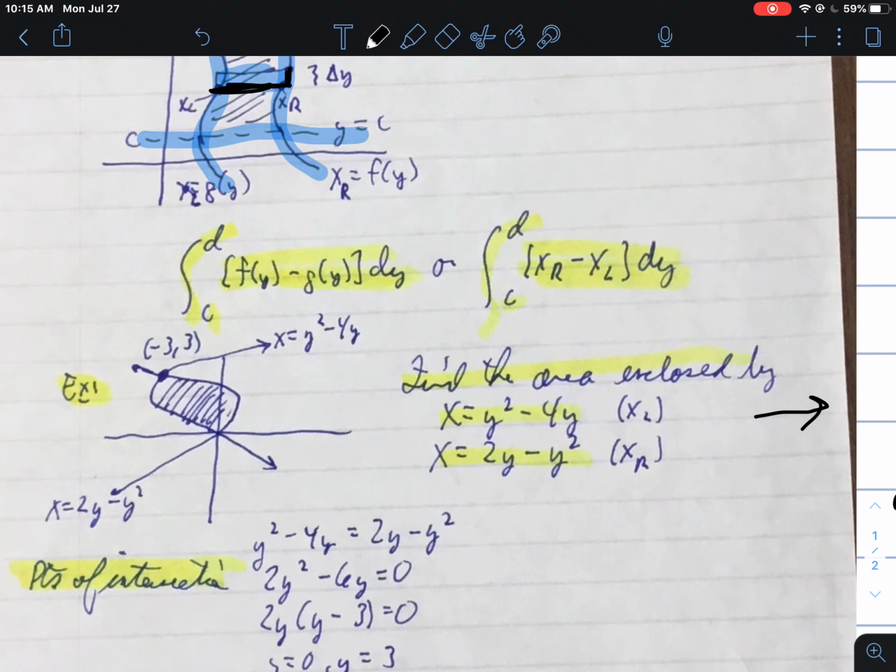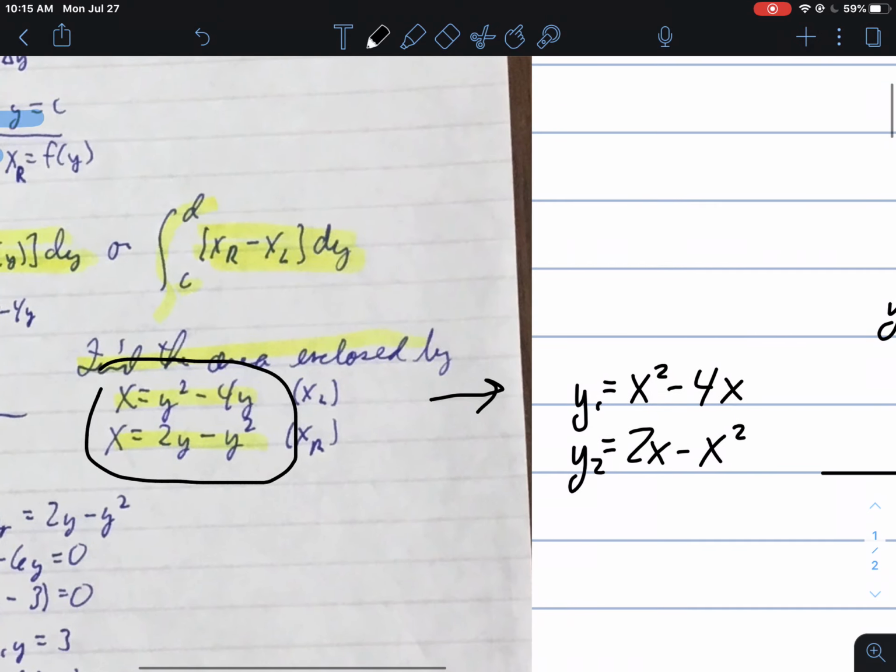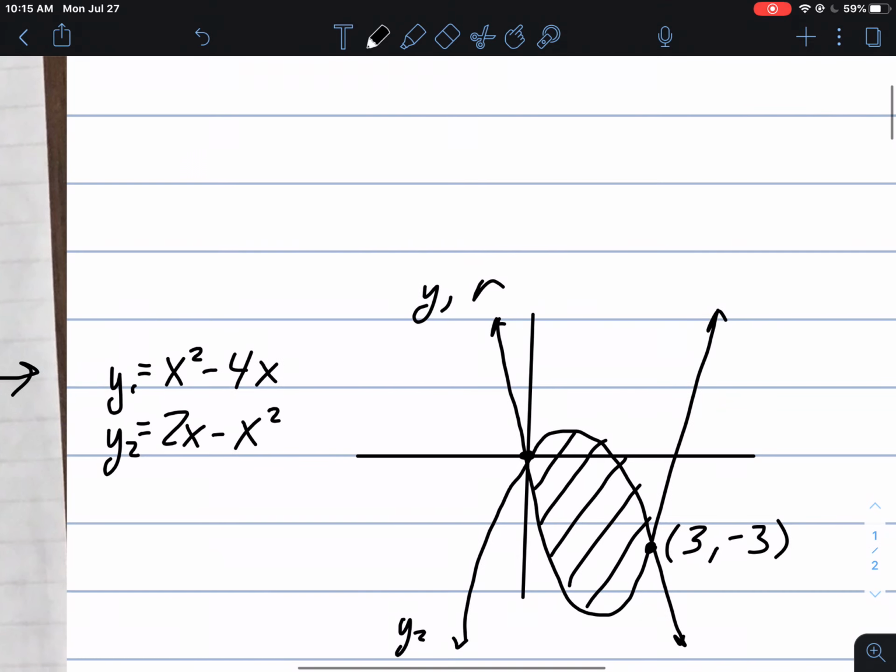Instead of graphing these two equations, we're going to graph their inverses. Remember how to do an inverse? You just reverse the variables. So I'm going to graph y equals x squared minus 4x and y equals 2x minus x squared. Graph those in y1 and y2. Now, you know what the graph of x squared minus 4x looks like. It's a parabola facing up. You know 2x minus x squared is a parabola facing down.